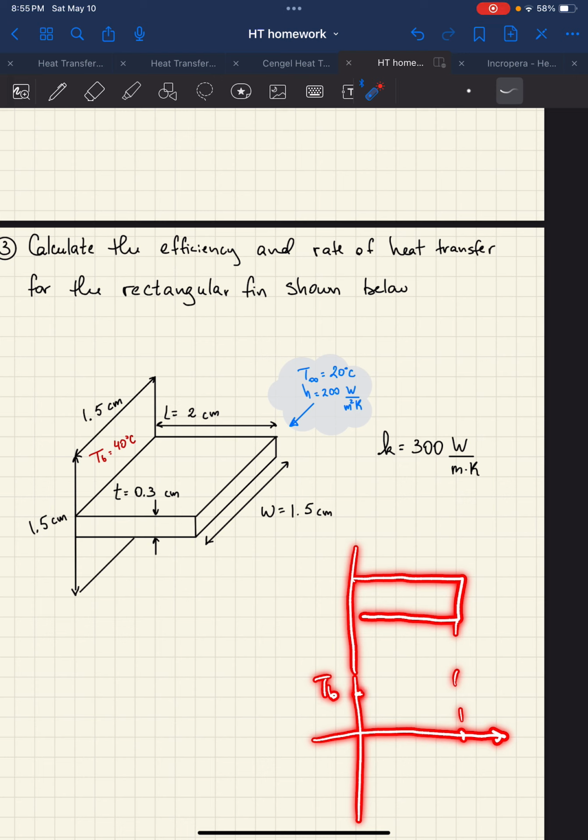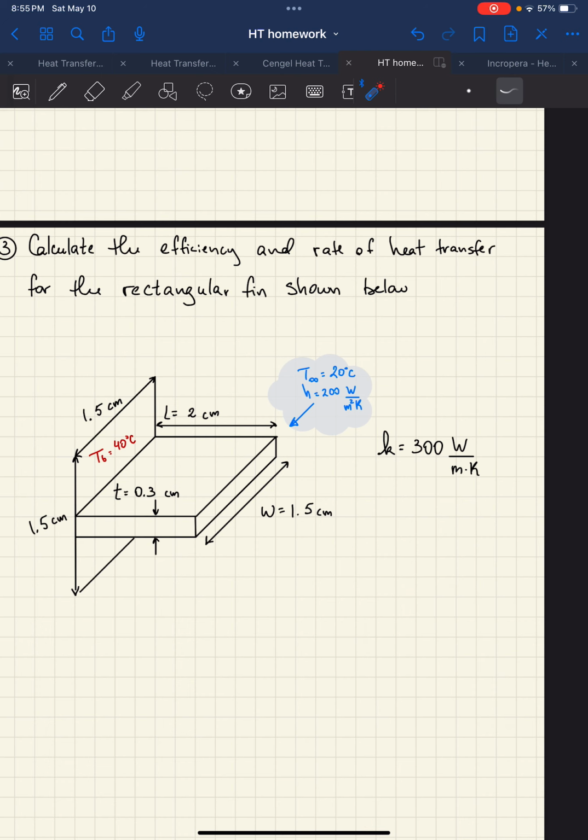If you have a perfect fin, which doesn't exist, the temperature is the same across the fin for the entire length of the fin. That's not what really happens. In reality, the temperature of the fin actually drops like this. How much it drops will determine whether it's a good fin or a bad fin. A good fin will have less of a temperature drop than a bad fin. Bad fins will just drop a lot.